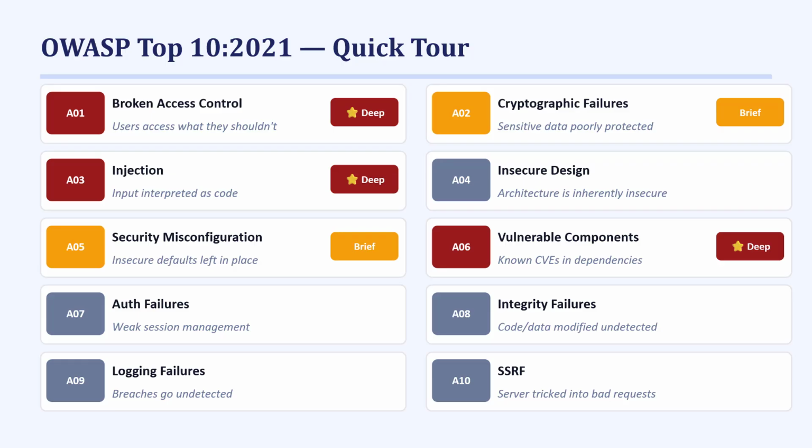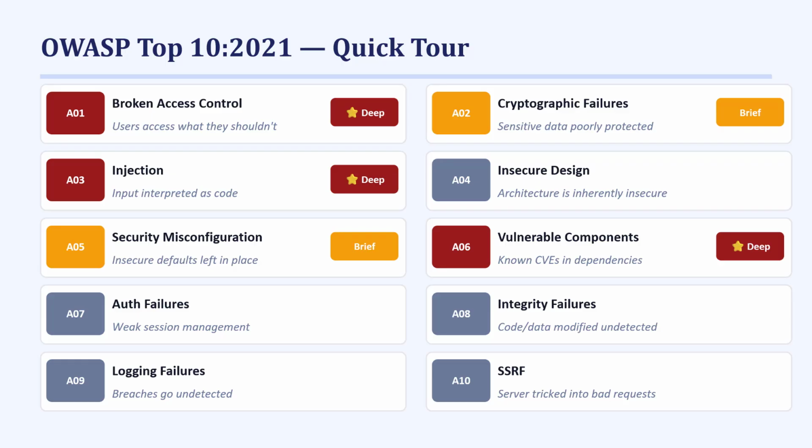A08, software and data integrity failures. So code and infrastructure that doesn't verify its integrity, so using packages from untrusted sources, CI/CD pipeline tampering. It's definitely a concern, but at this level, probably not something you're responsible for. A09, security logging and monitoring failures. So insufficient logging means breaches often go undetected. You're not alerting on suspicious activity. You could have bad actors in your application and you wouldn't even know.